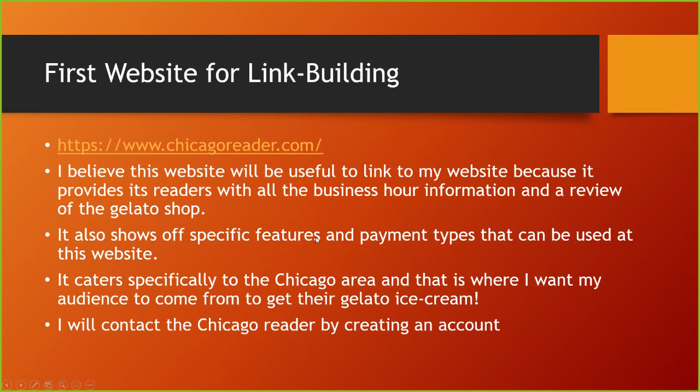And let's just try, as an example, building up one of my slides for the first website for link building. I'm going to go ahead and say, hey, this is the website that I want to link to. This is the URL for it. And then these 3 bullet points here are essentially some descriptions of why I think that it's useful. I believe this website is going to be useful because it's going to give me my business hours to the user and a review of my shop. It goes off and shows the specific features and payment types that I want people to see before they come in. And then most importantly, it's going to cater to my Chicago area. And that is where I want my audience to come from.